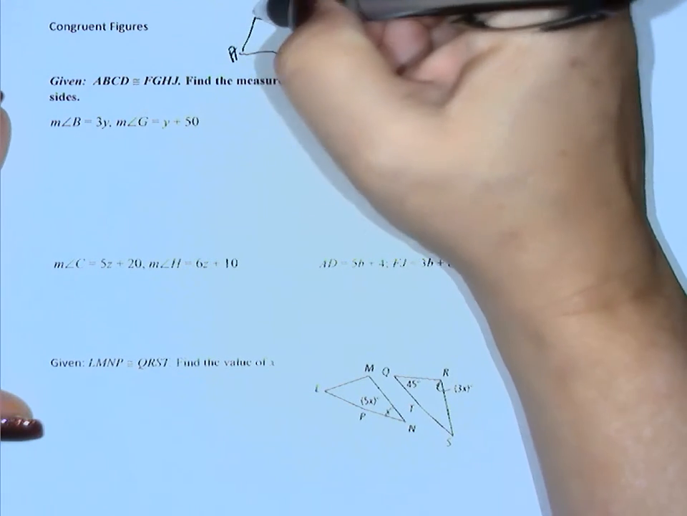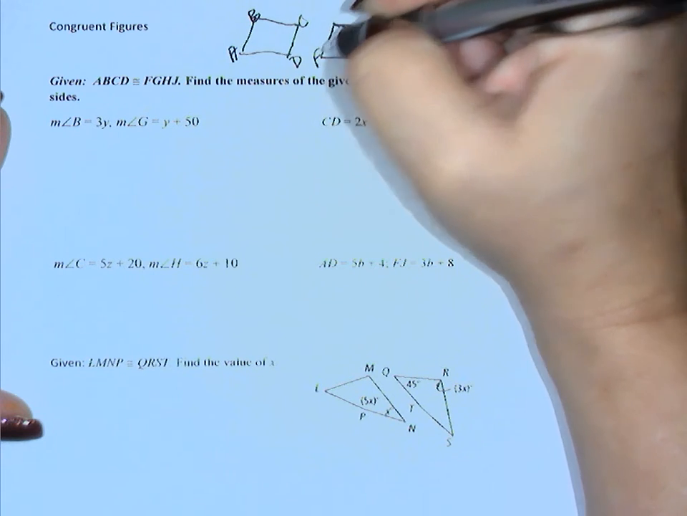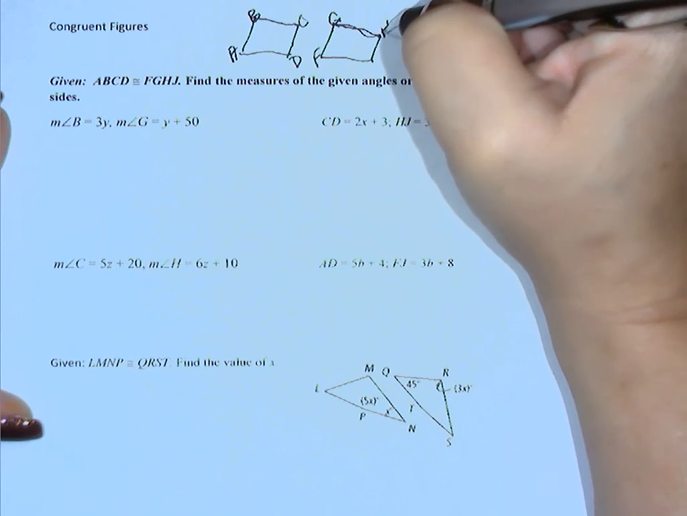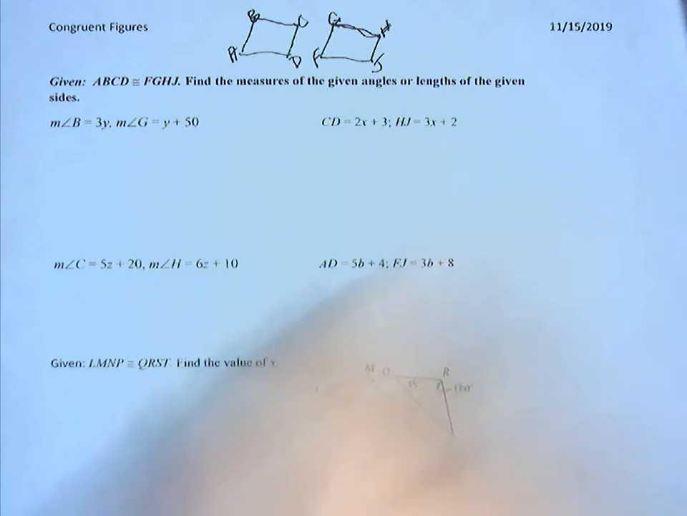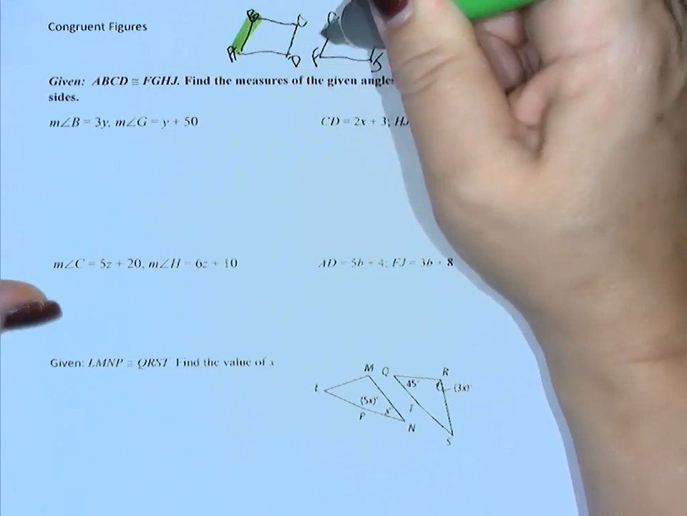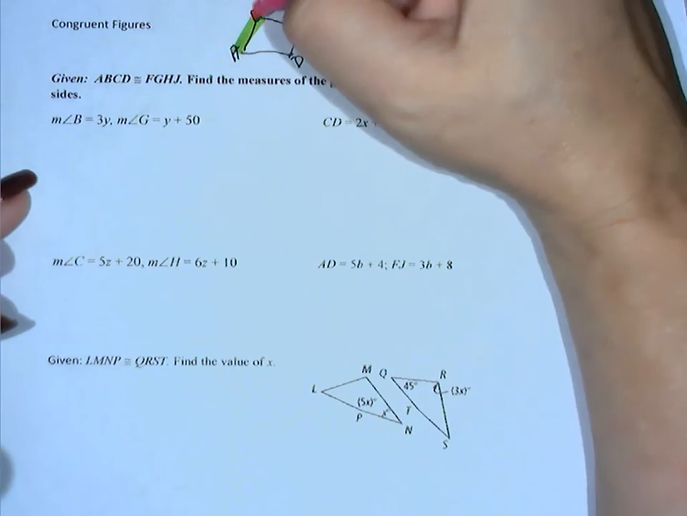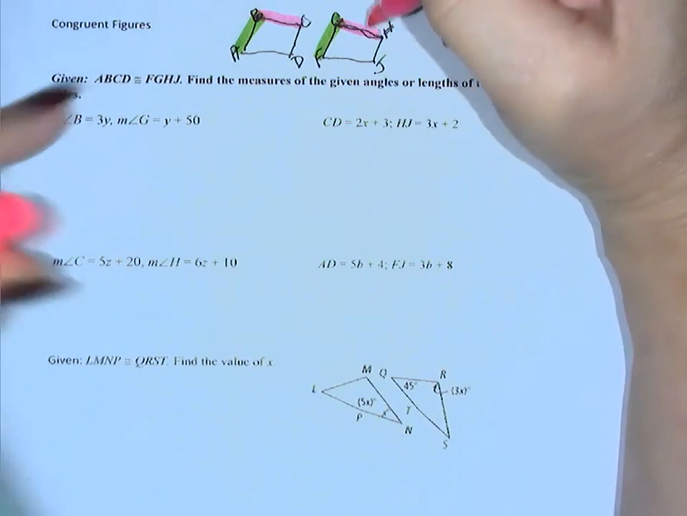So this is A, this is B, this is C, this is D. So then this is going to be F, G, H, and J. And my sides that correspond, AB corresponds with FG, BC corresponds with GH. Again, I'm marking it according to how this is labeled.